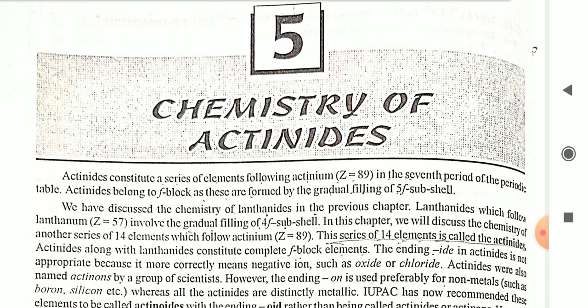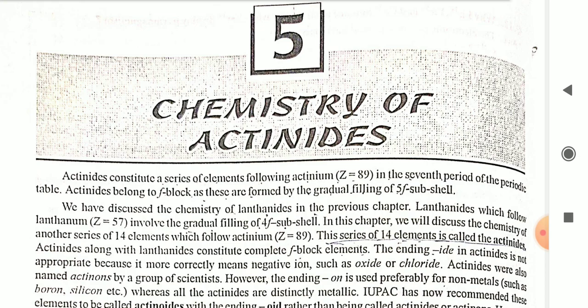Actinides consist of a series of elements following actinium, Z equal to 89, in the seventh period of the periodic table. Actinides belong to the 5f block, as they are named by the gradual filling of the 5f subshell. We have discussed the chemistry of lanthanides in the previous chapter. Lanthanides, which follow lanthanum, Z equal to 57, involve the gradual filling of the 4f subshell.